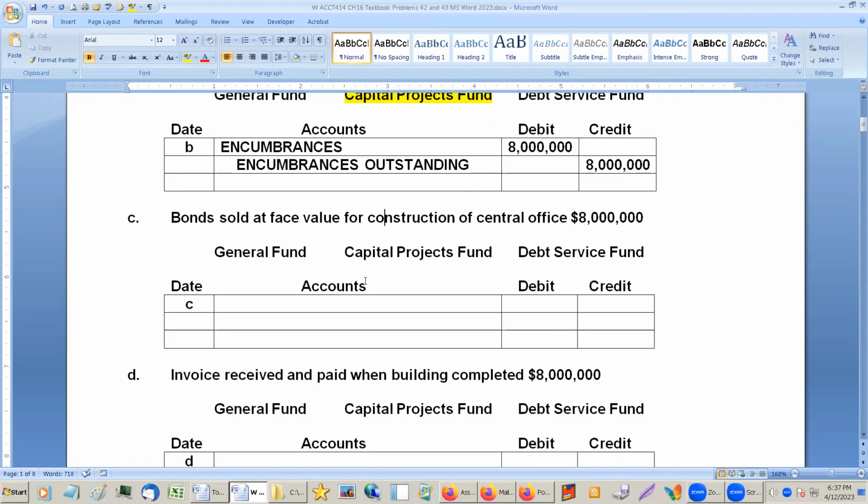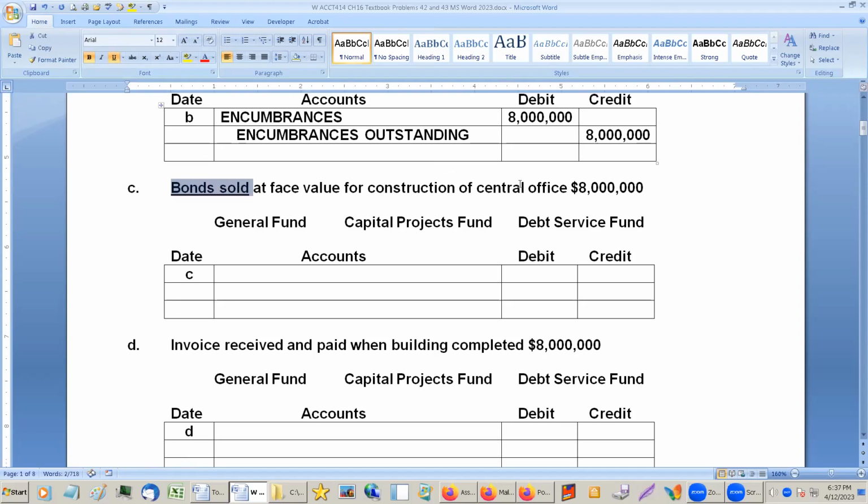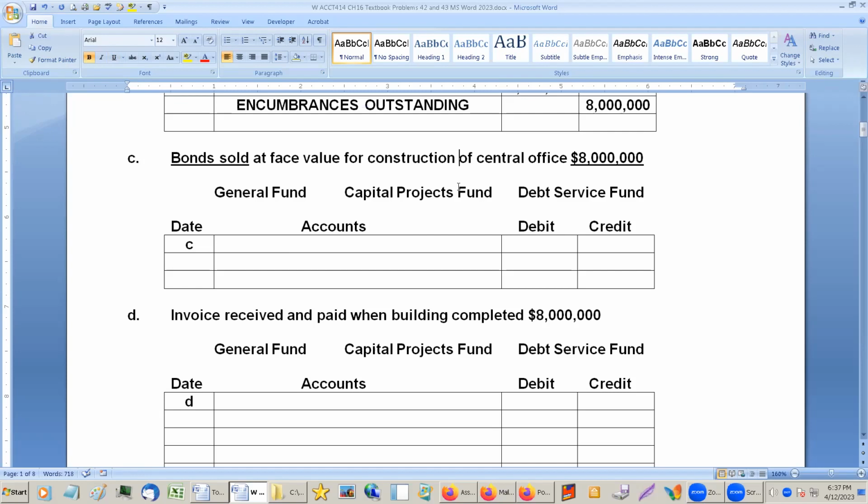Okay, bonds sold at face value for the $8 million. Cash 8 million. Yep. Then bonds payable 8 million. In normal accounting, yes, but this is wacky governmental accounting. We don't have long-term liabilities on the books.